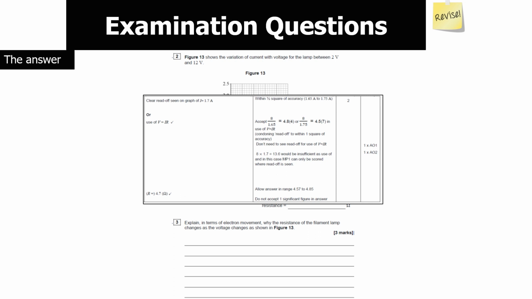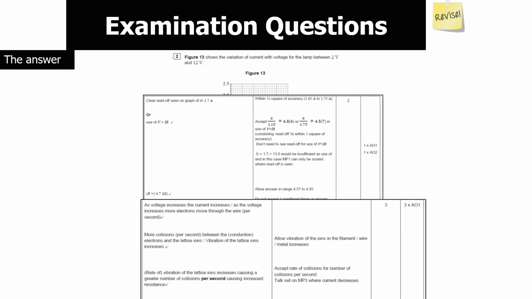The next question is asking to explain why the resistance changes. Now, it's important to note that as the potential difference increases, the current does not increase at the same rate. So therefore, the resistance is going up. As the voltage increases, the current increases, and therefore more electrons go through the wire. This then leads into what resistance fundamentally is, the collision between the charge carriers and the lattice ions. So there'll be more collisions between the electrons and the lattice ions because the vibration of the lattice ions is at a greater amplitude.